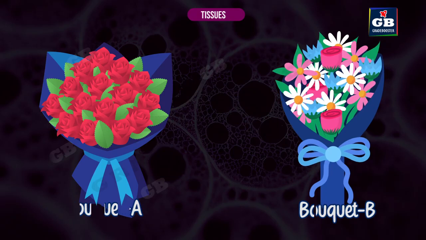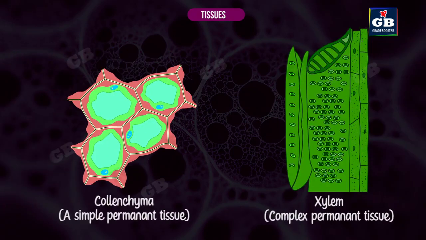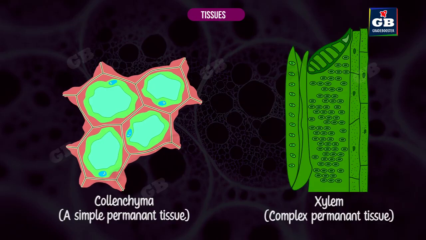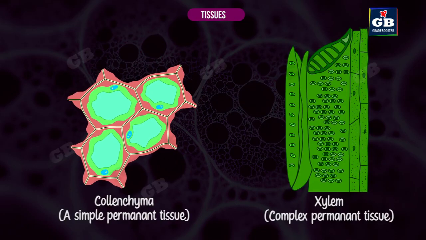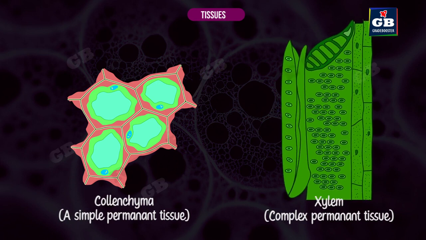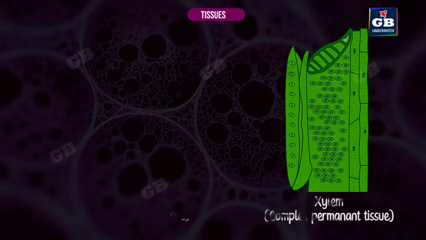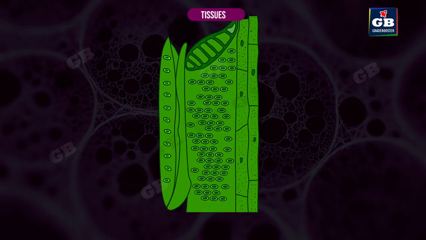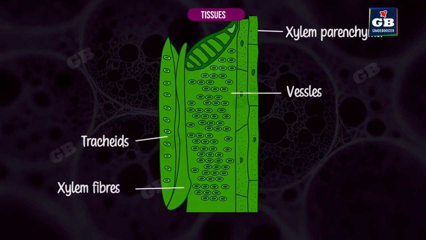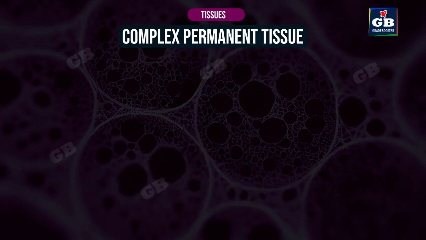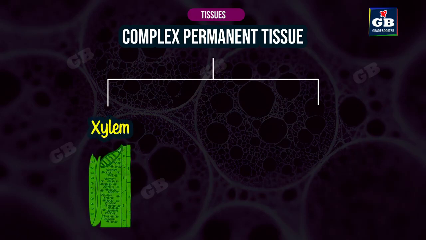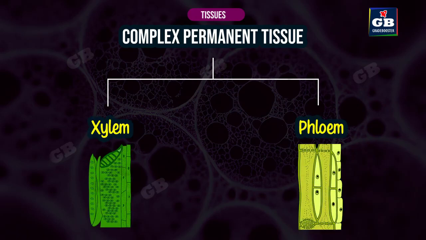different types of flowers. In the same way, simple permanent tissue is made up of similar kind of cells, whereas the complex permanent tissue is made up of more than one type of cells. Even though different types of cells exist in one tissue, they all work together for a common function. The complex permanent tissues in plants are of two types. 1. Xylem and 2. Phloem.